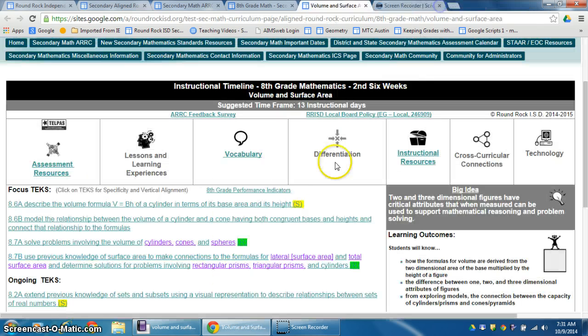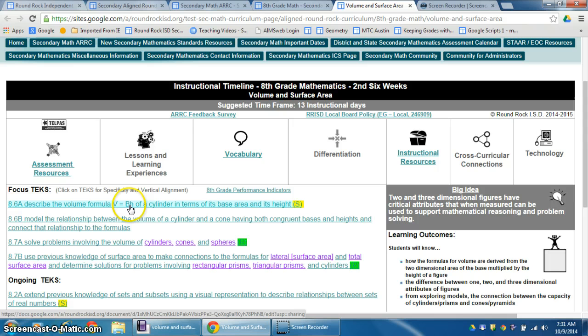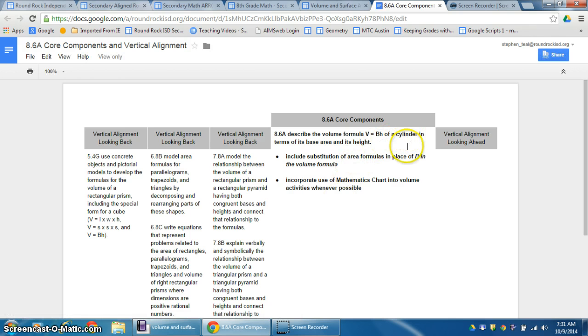Let's go back and look at the supporting standards and see how those can be connected to the two readiness TEKs. Describe the volume formula, volume equals area of the base times height, of a cylinder in terms of its base area and its height. So what you're looking at there is making sure that students can indeed articulate that the volume of the cylinder is not just BH, but pi r squared to find the area of the base times the height. The core component includes substitution of area formulas in place of capital B.